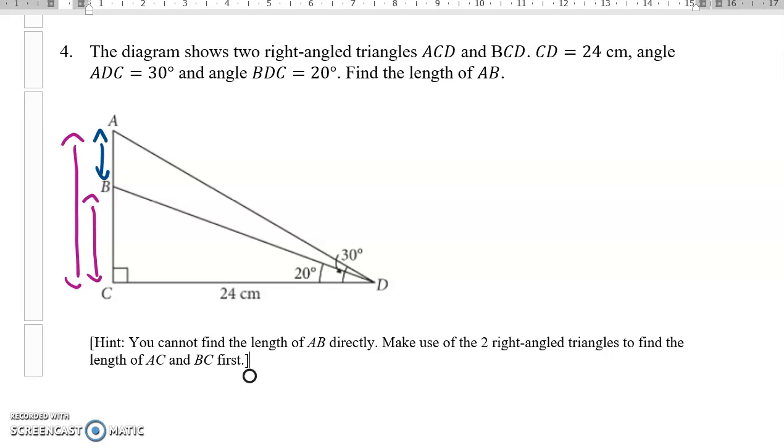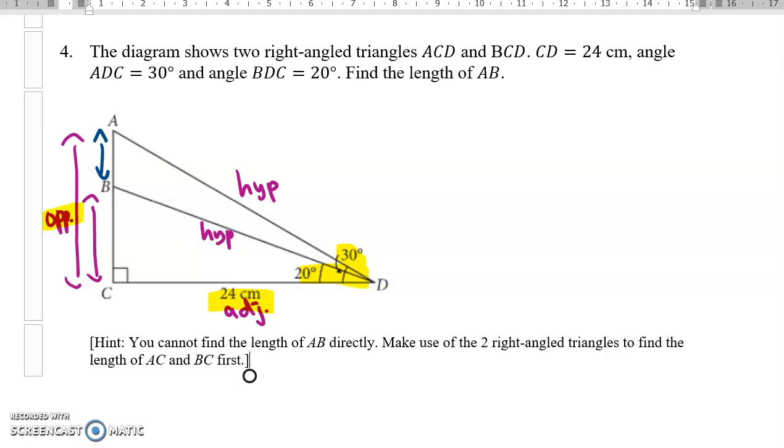So if I were to label the sides of my triangle, AD and BD are respectively the hypotenuse. Because the reference angles given are at D, CD would naturally be the adjacent, and AC and BC would become the opposite. So for this question, I'll want to find the length of the opposite given the length of the adjacent and the given angle. So I'll find the length of AC first.